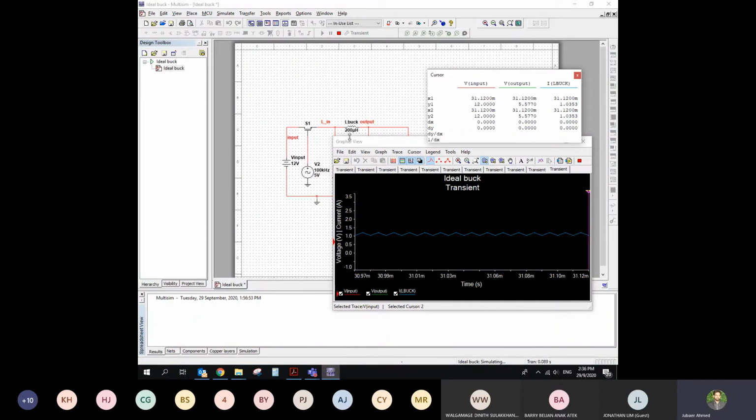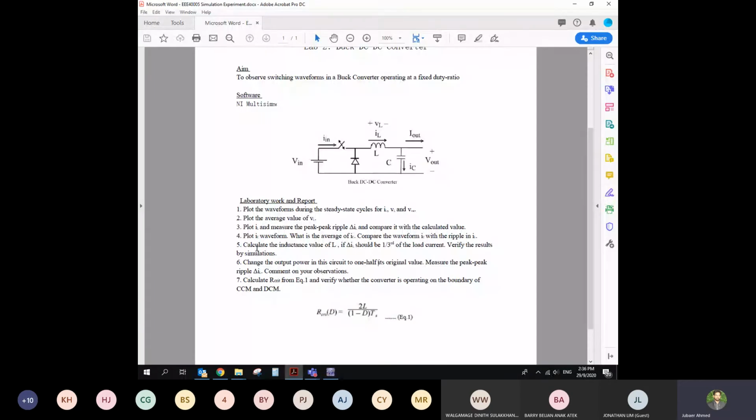So if I use 200 micro, the behavior is even better. The ripple is almost 1.1, 1 point something to 1.2. So 1.2 peak to peak, which is very good. That's why in the equation, you can see calculate the inductance value L, if del IL, which is the ripple, meaning the peak to peak value, should be 1/3 of the load current. So this ripple value, we have to make it 1/3 of the load current.